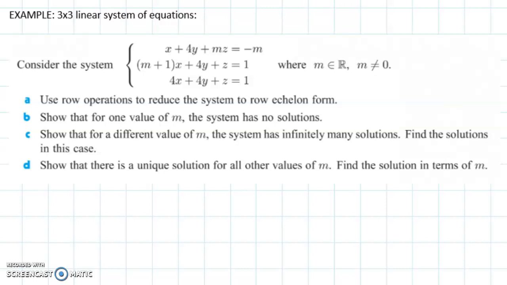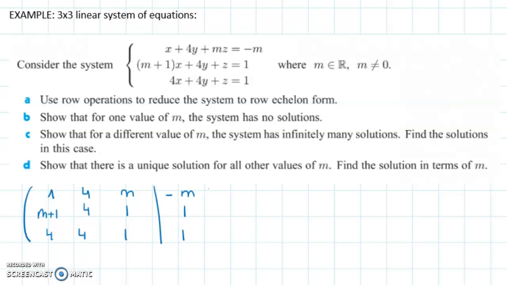We are going to write the system as an augmented matrix, so only writing the coefficients. For the first row, we have 1, 4, m, and then on the other side of the line, minus m. For the second row, we have m plus 1, 4, 1, and 1. And for the last one, 4, 4, 1, 1.